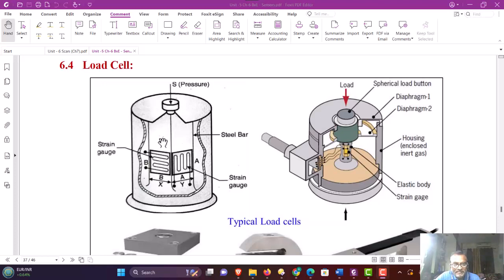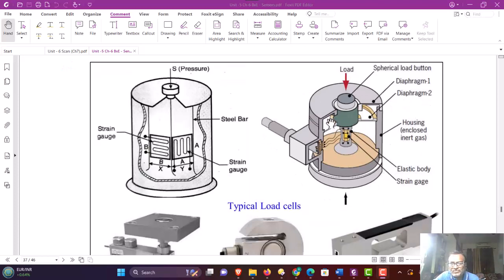When the pressure is applied, there is a deformation of this steel bar that is very, very small, a fraction of a micron. Due to this deformation, strain develops in the strain gauges, and therefore there is a change in resistance. This change in resistance is very, very small, in the range of a few milliohm, and this few milliohm change in resistance can be converted to electrical voltage by a Wheatstone bridge. This another figure also shows the internal structure of a practical load cell.